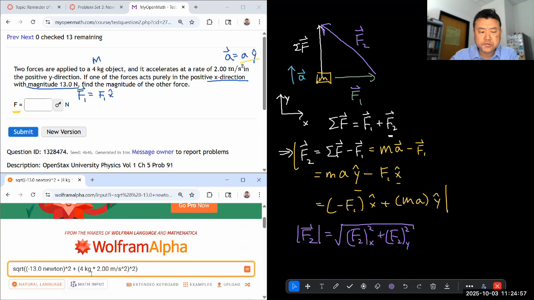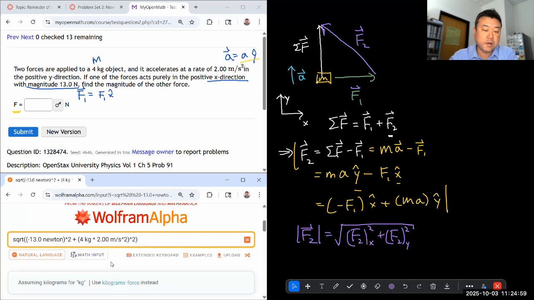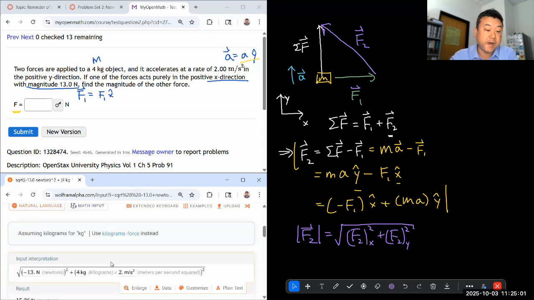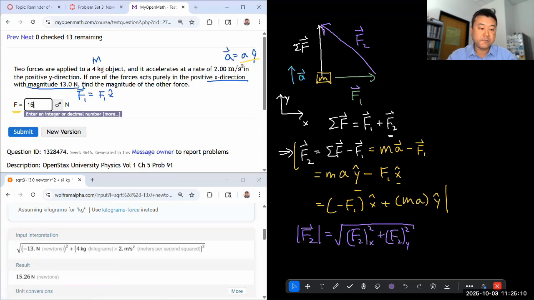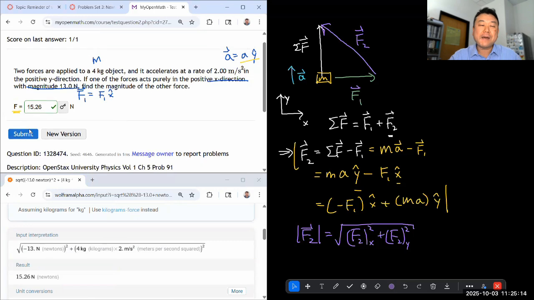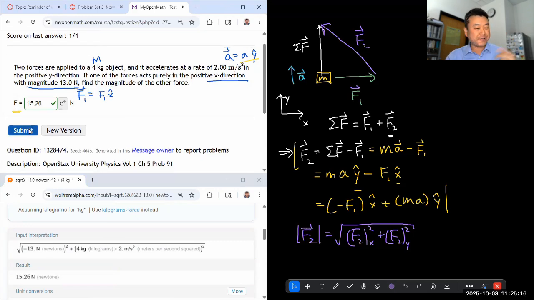I'm putting in all the units, which serves as a double check to make sure I didn't make any algebra error. It's the correct interpretation, 15.26, looks right. It's a little bit bigger than 13, yeah, that's probably right, 15.26, let's hope it's correct. I was 100% sure of the method. I wasn't necessarily 100% sure that there was no mistake in the program coding, because this is my first time.